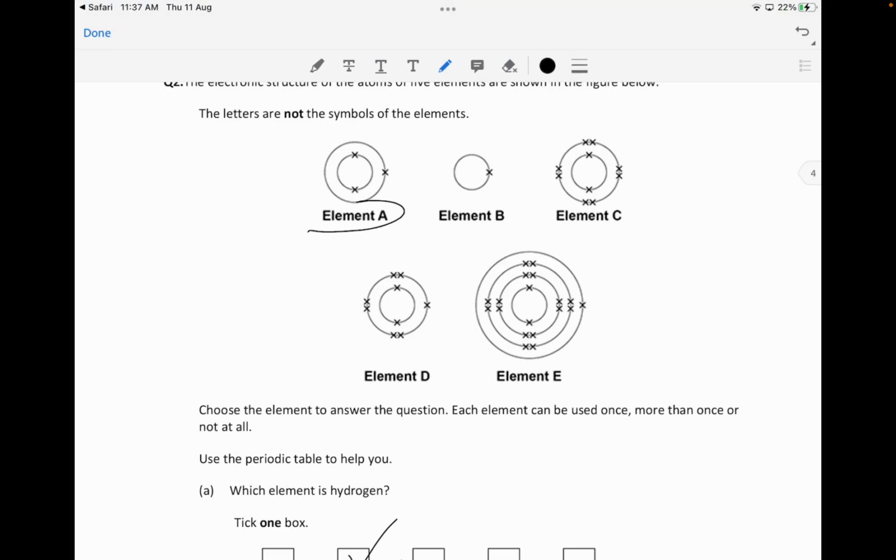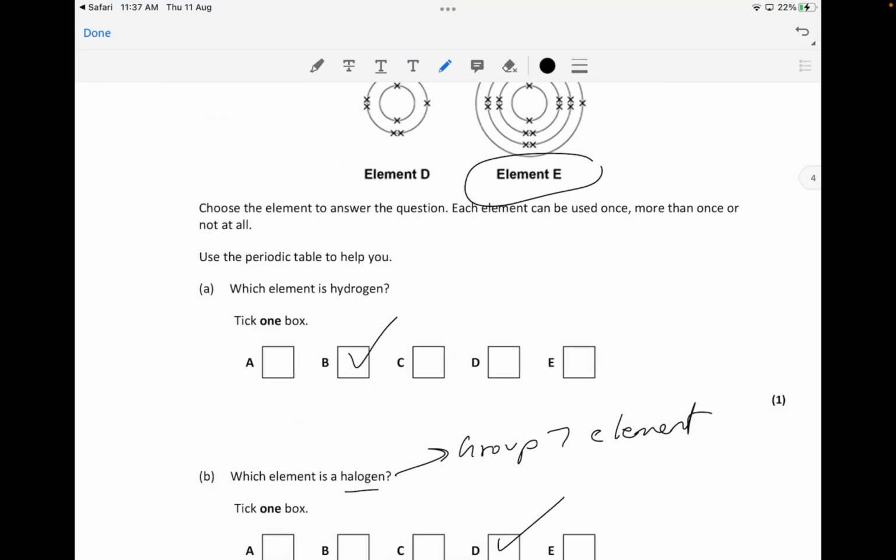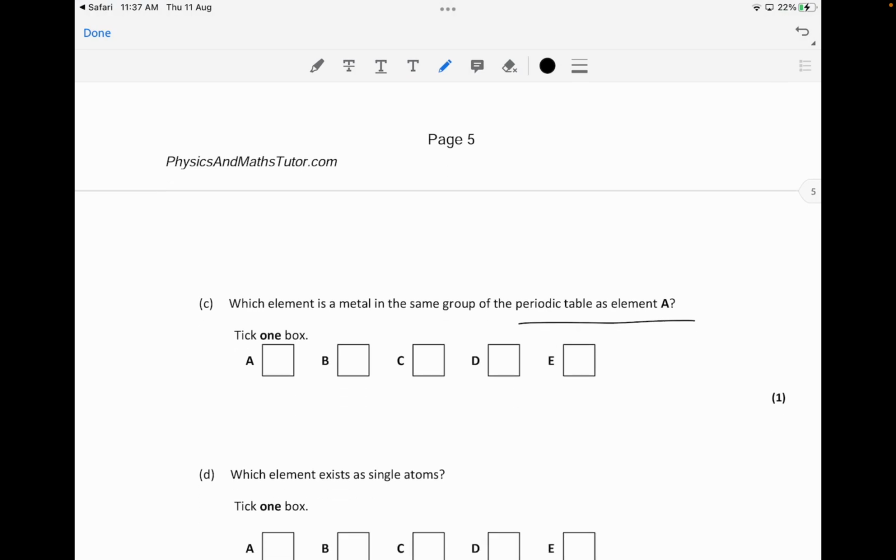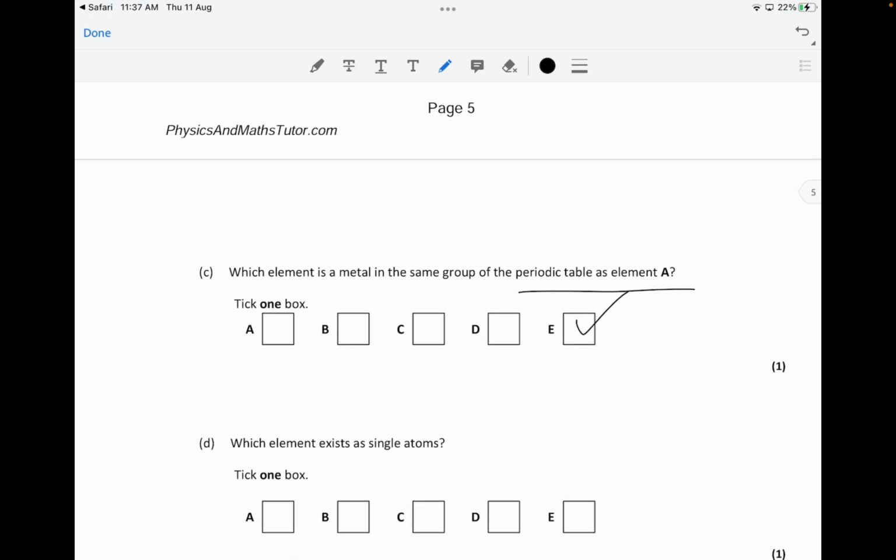So elements A and E are pretty close to each other because they have 1 electron in their outermost shell, if you observe the diagram. So you're going to say that element E is going to be your answer. Alright, so you have element E, you're going to tick that box.